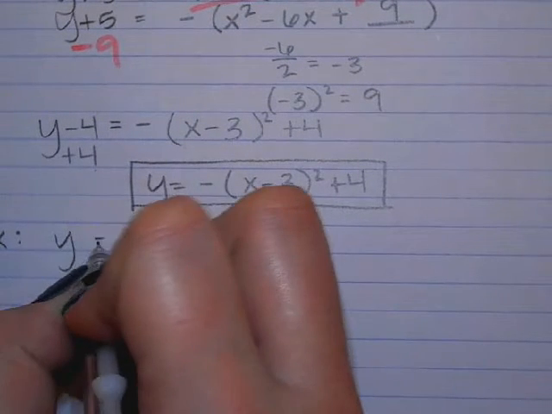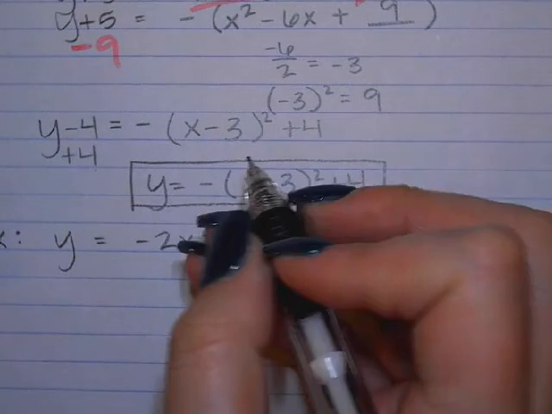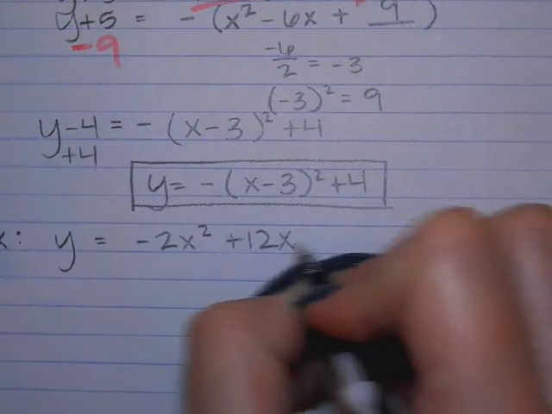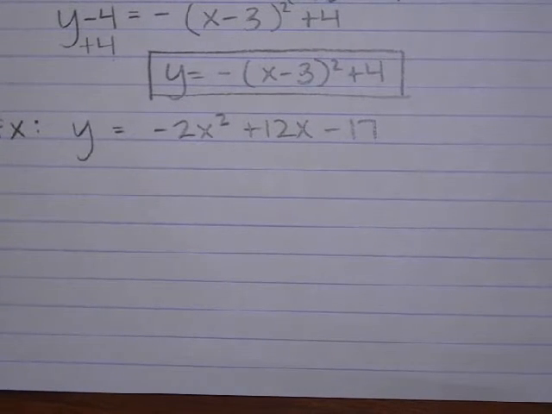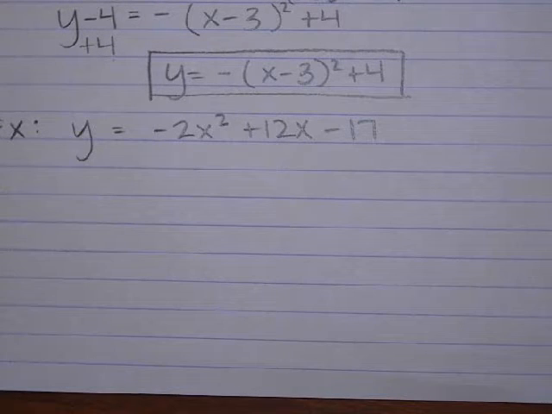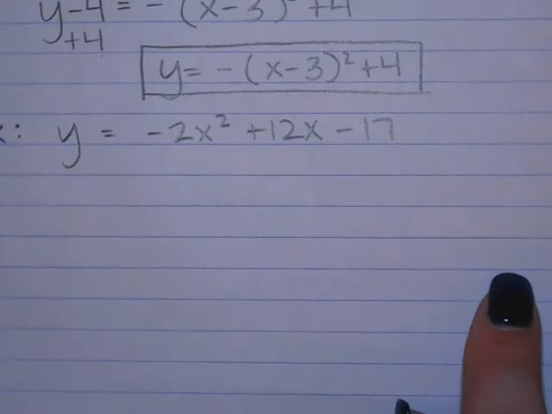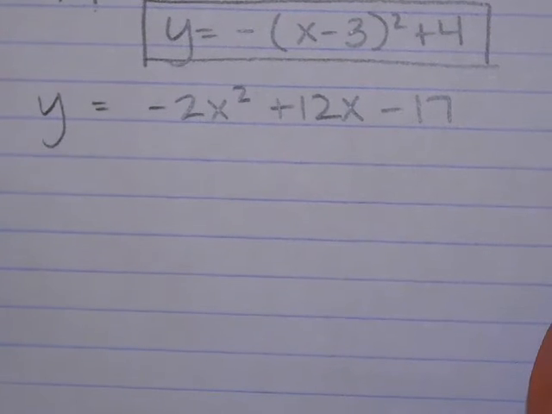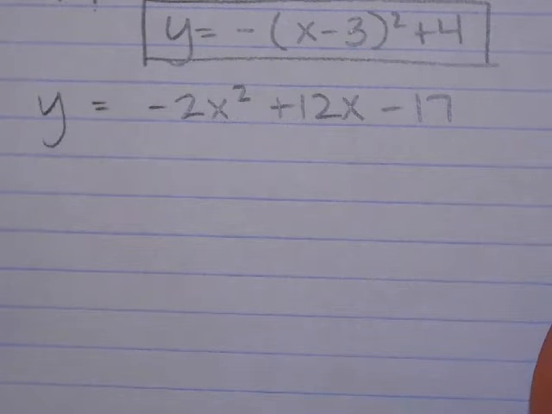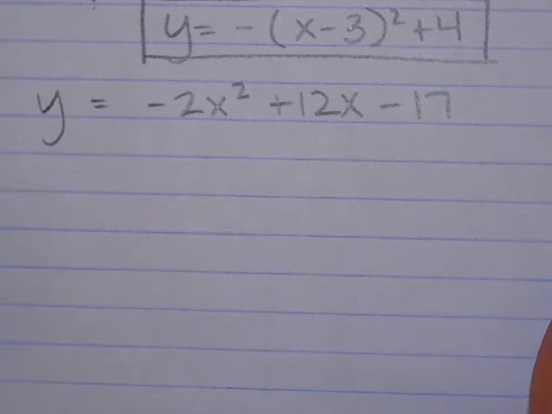Y equals negative 2x squared plus 12x minus 17. I know I gotta zoom in when I start getting the squinty faces on the back. They're like little chipmunk faces. All right, so what do I do first? Add the 17.